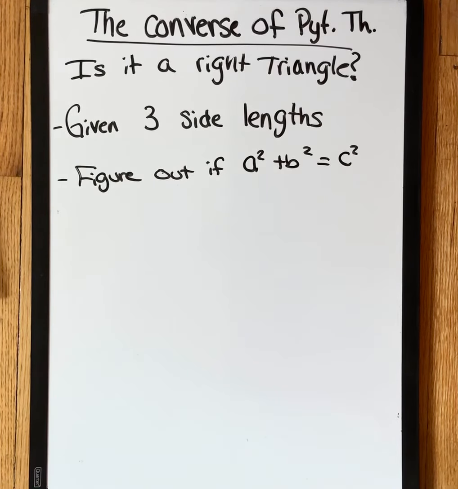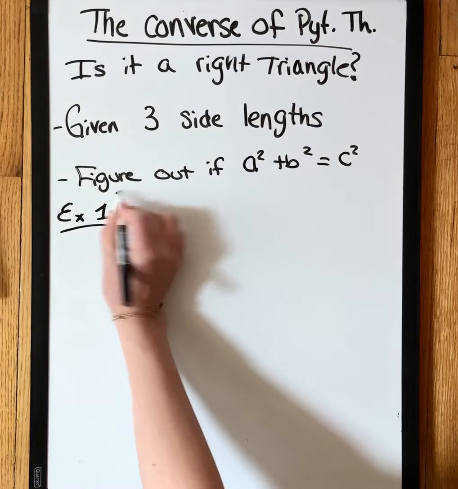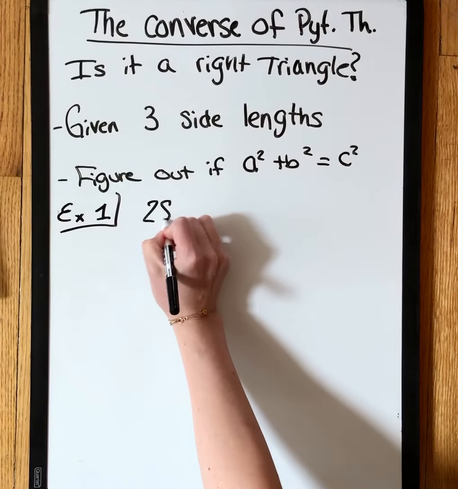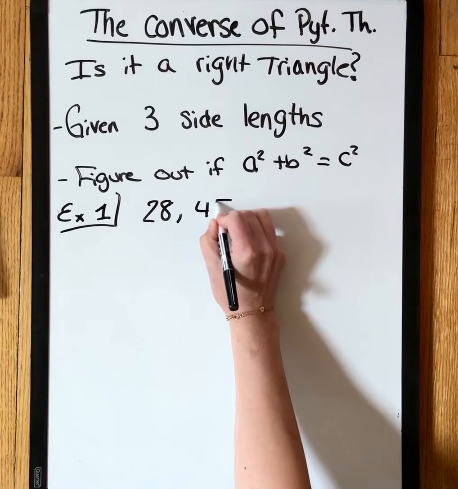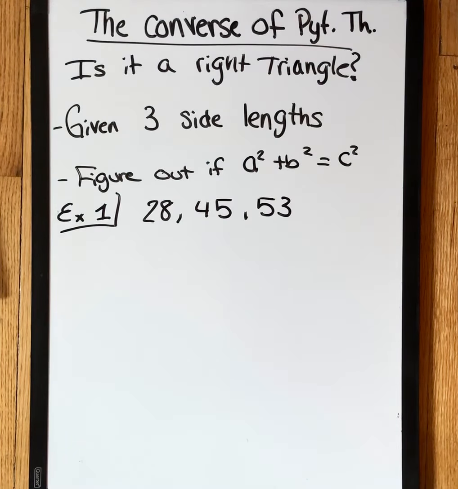So we have three examples we're going to go through. That is all our notes, so hopefully some quick notes today. Example one is we're given side lengths 28, 45, and 53. And we're asked, could those be the side lengths of a right triangle?